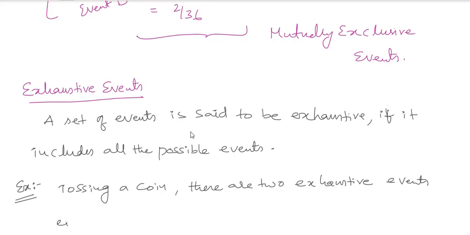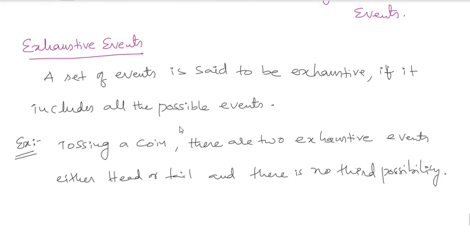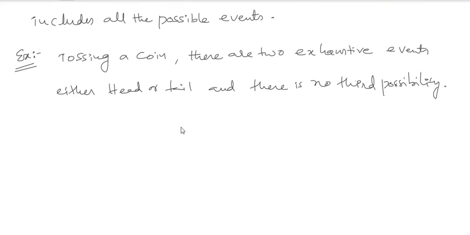That is either head or tail, and there is no third possibility. Am I right or not? Is there any third possibility? No. So such type of things I can call the exhaustive events. Clear with my point? Getting what I'm saying? And the final one, one more thing, equally likely events.